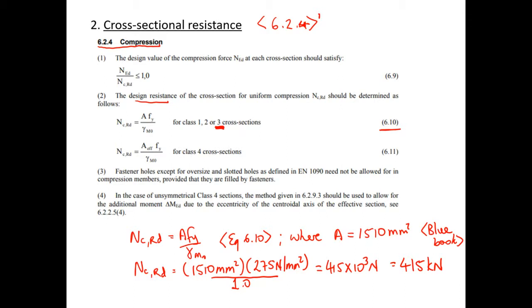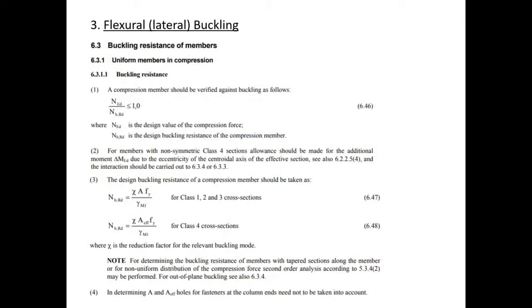So step 1 was classification of the section, in other words, check how susceptible it was to local buckling. Step 2 is the cross-section resistance. And now we're on to step 3, which is going to be the flexural buckling. So flexural buckling, we're going to do according to clause 6.3, Eurocode 3, part 1.